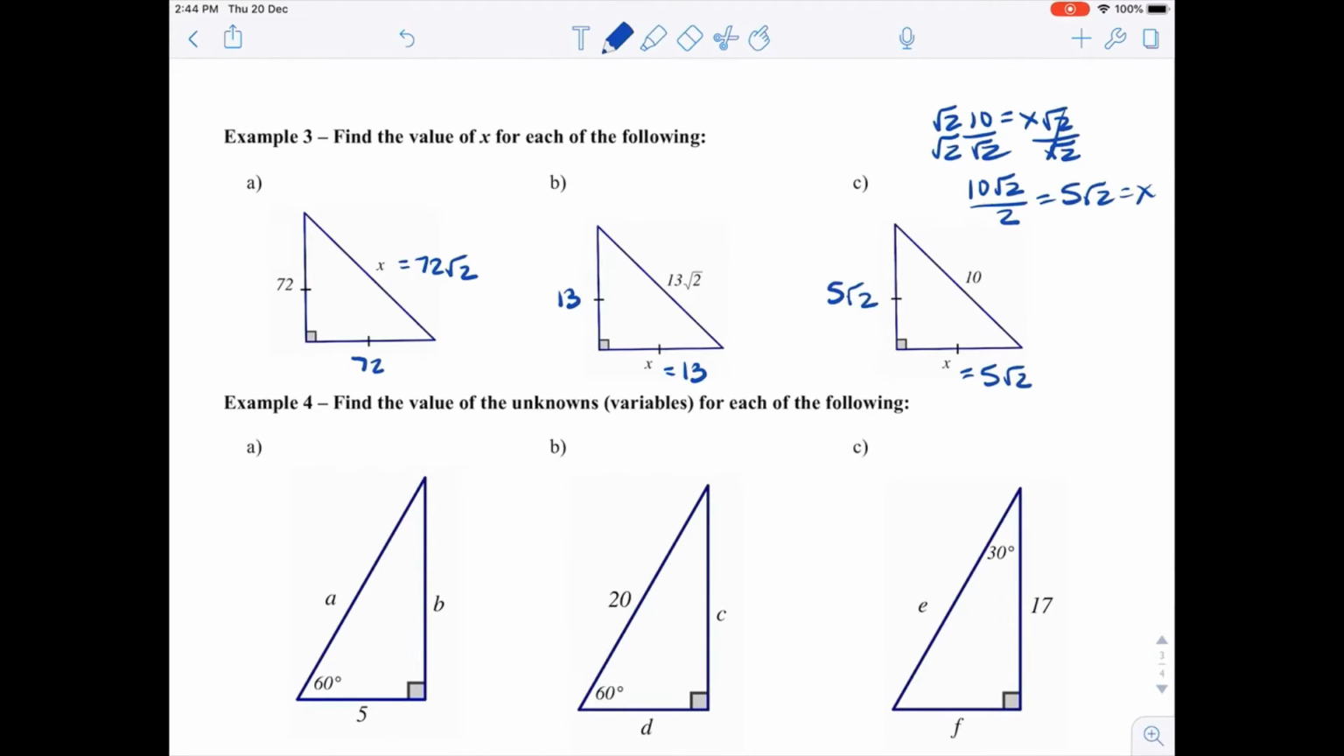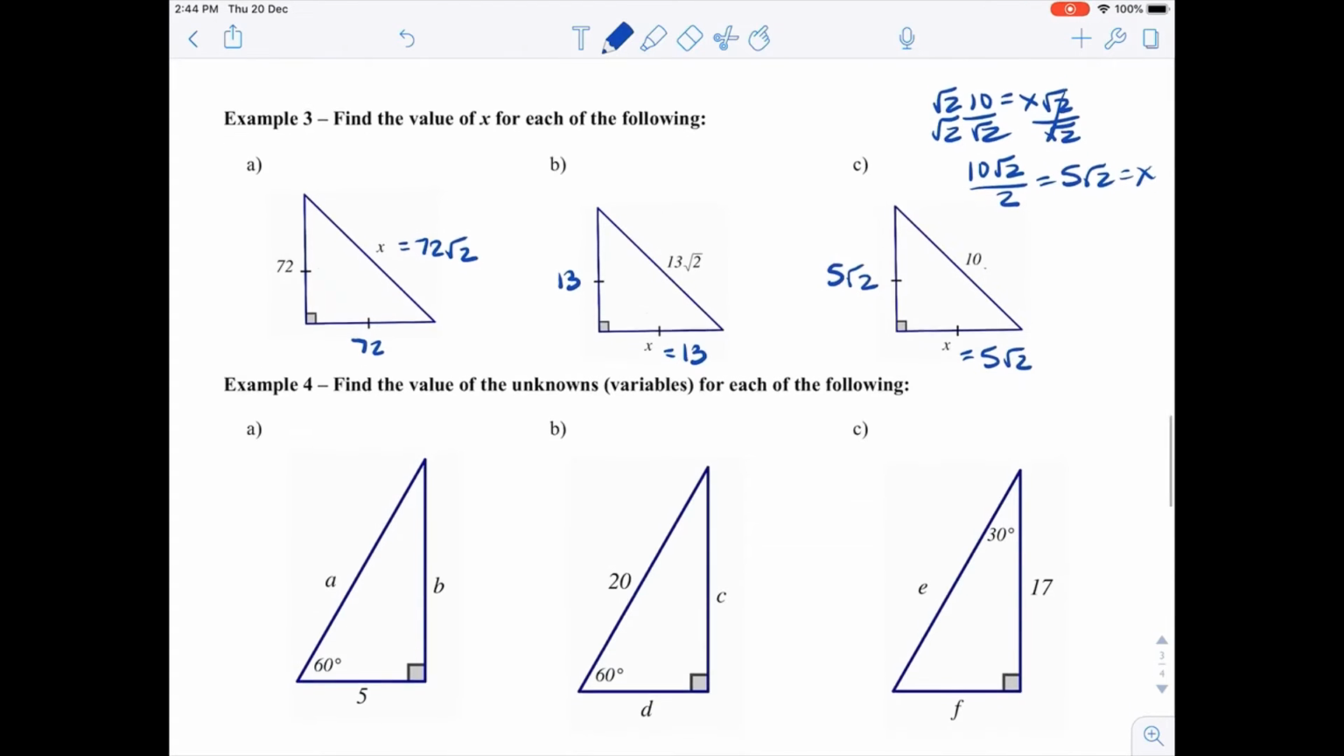Now, if you understand all that algebra, you can just remember a shortcut. Whatever the hypotenuse is, just divide it by 2 and multiply by radical 2. The hypotenuse is 10. 10 divided by 2 is 5. 5 times radical 2 are your legs.